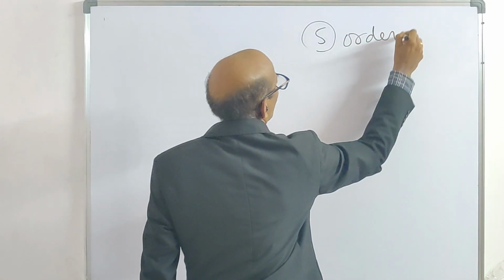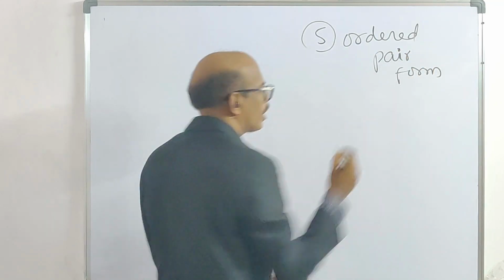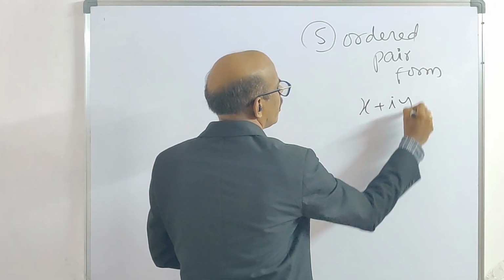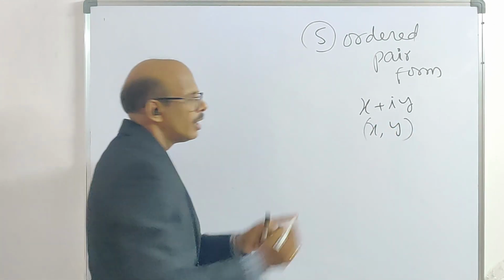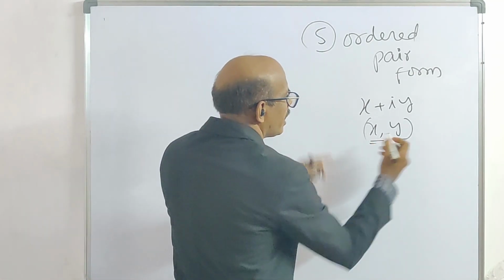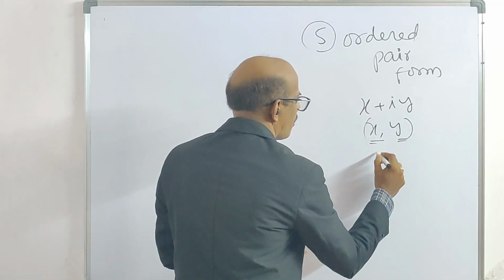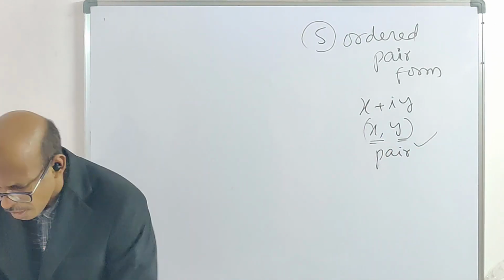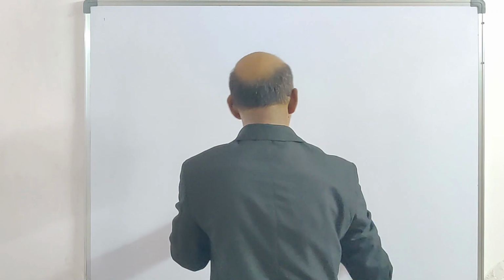Ordered pair form. Ordered pair means the rectangular Cartesian x plus iy is represented as an ordered pair. This is x, this is y. Here x is the real part and y is the imaginary part. Means (x, y) as an ordered pair. This is called ordered pair form. I think you understood about ordered pair form.